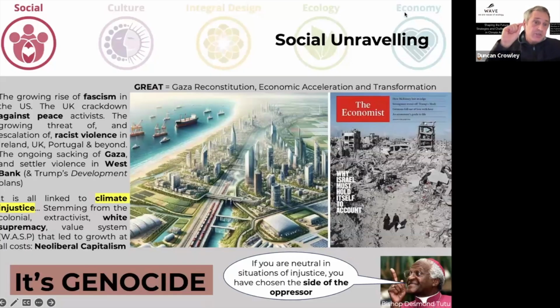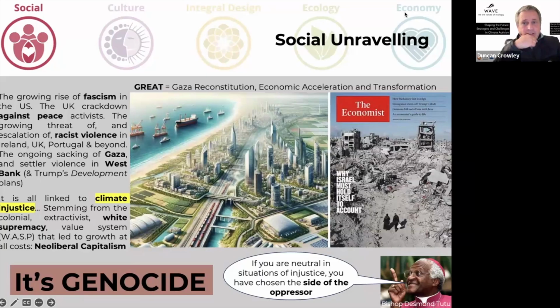So, the growing rise of fascism in the US, and that's Mary Robinson from Ireland, the elder, saying the US is hitting fascism now. The UK crackdown against peace activists, the growing threat of an escalation of racist violence in Ireland, UK, Portugal, and beyond, the ongoing sacking of Gaza and settler violence in the West Bank, and Trump's development plans. It is all linked to climate injustice, stemming from the colonial, extractivist, white supremacy value system, WASP at one stage, that led to growth at all costs of neoliberal capitalism.